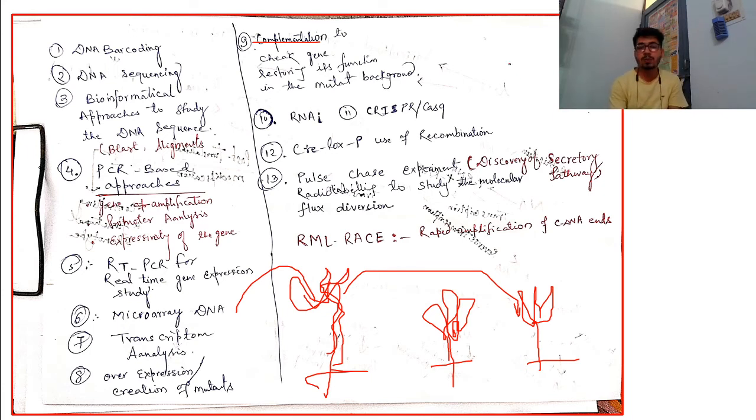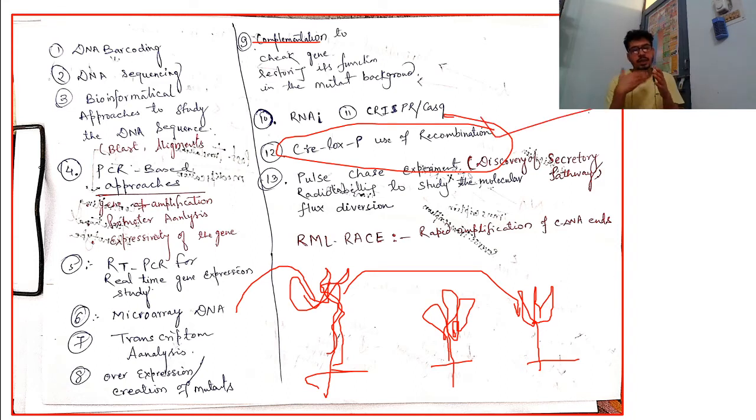Now the Cre-lox system of recombination is really very important nowadays, for insertion, deletion and translocation of genes. You can manipulate a gene of interest by using the Cre-lox system. This is a recombination type of approach that is really very important for you guys.